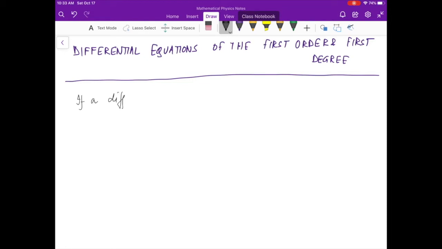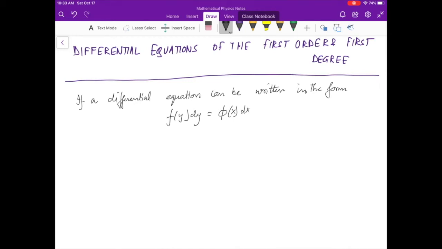We say that if a differential equation can be written in the following form, so we propose a form that needs to be satisfied. If we can manage to write a differential equation in this form, f(y) dy is equal to phi(x) dx, where f(y) and phi(x) are two different functions, each depending on their corresponding variables.